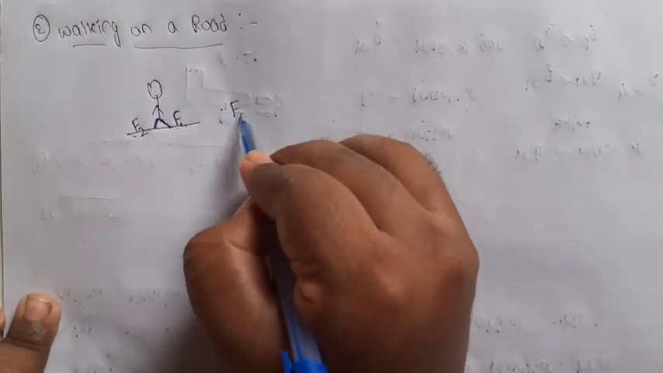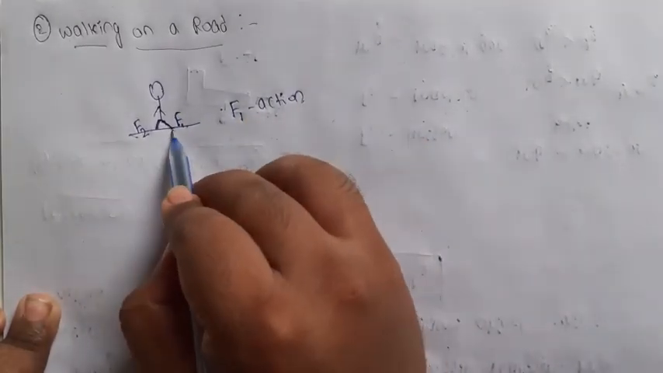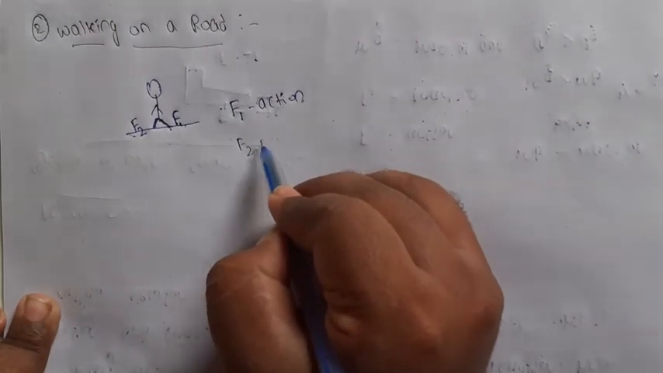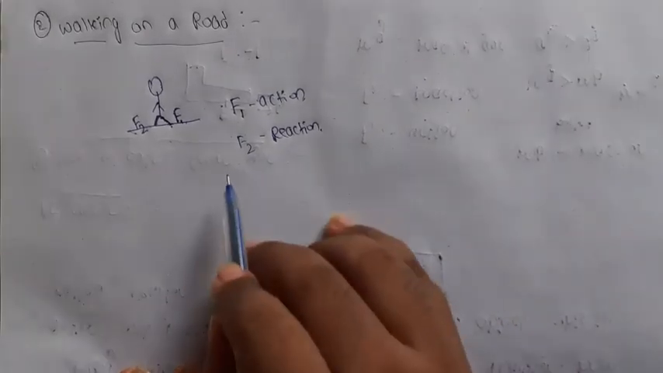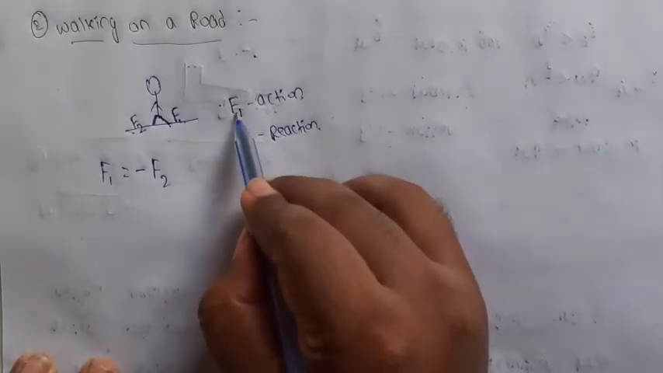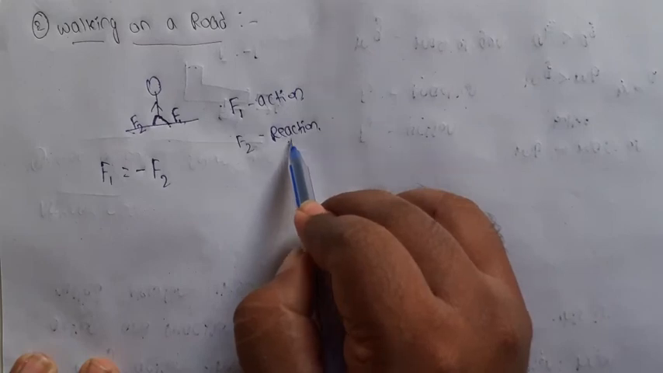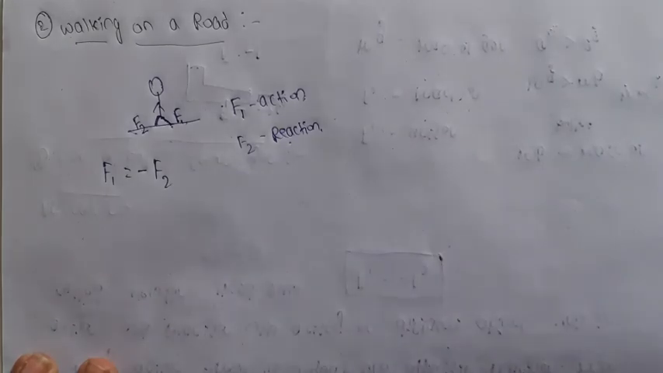So F1 is the action. You are applying the force towards the ground. Due to this action, F2 is the reaction. The person will move in the forward direction. Here also F1 equal to F2, but in opposite direction. Here action and reaction are acting on different bodies. So F1 equal to minus F2. Without action force, there is no reaction force.